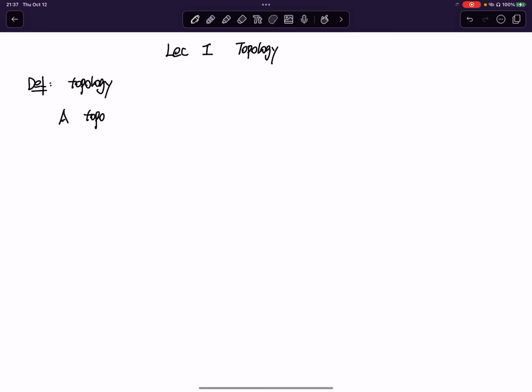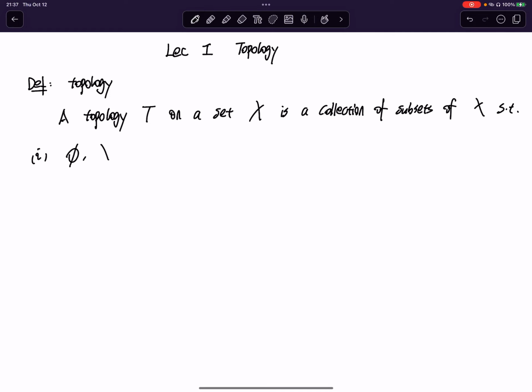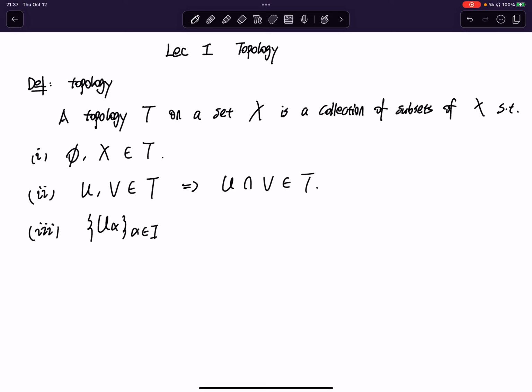So a topology T on a set X is a collection of subsets of X such that, first of all, the empty set and the whole space live in T. Second of all, for U and V in T, we have U intersect V also in T. And thirdly, for a collection U alpha, where alpha is indexed by I, where I is an arbitrary index set, countable or not, in T, we have the union over alpha in I of U alpha also in T.